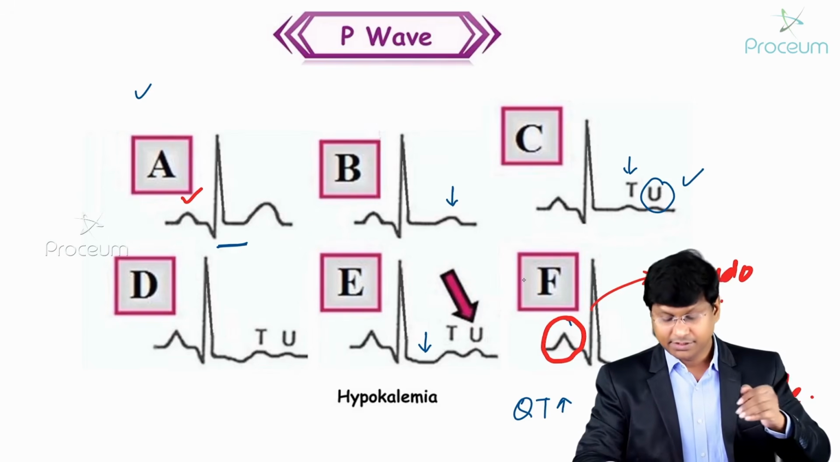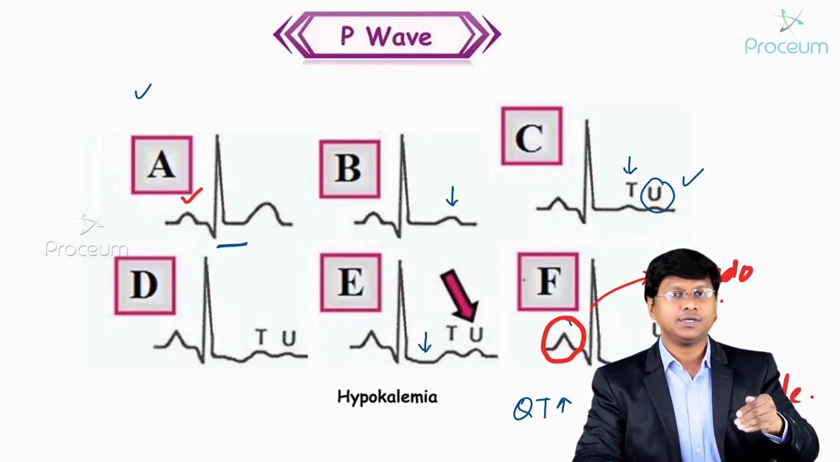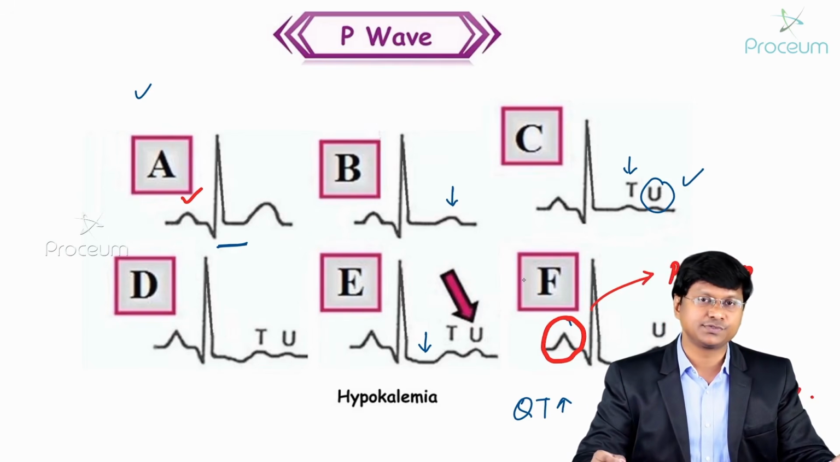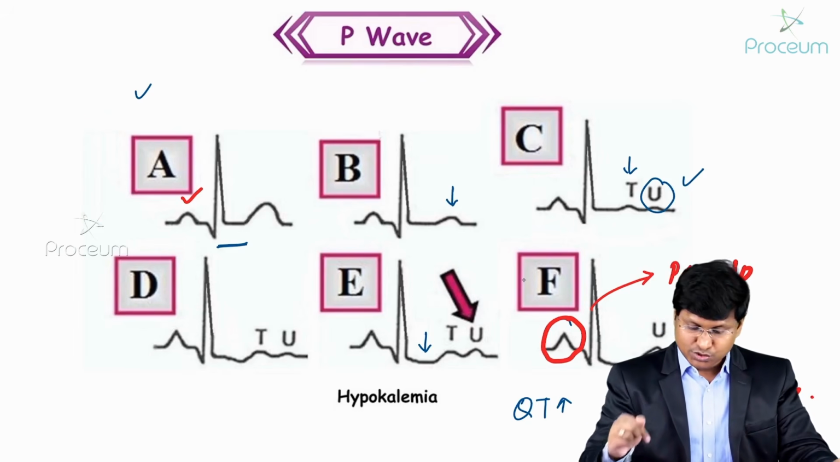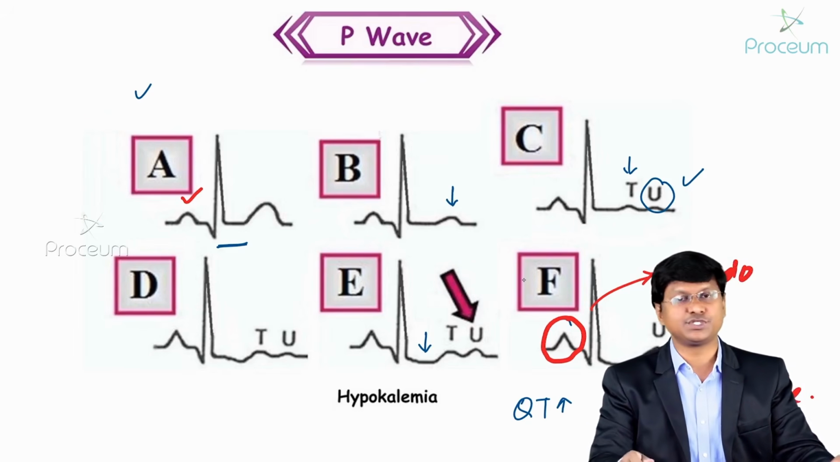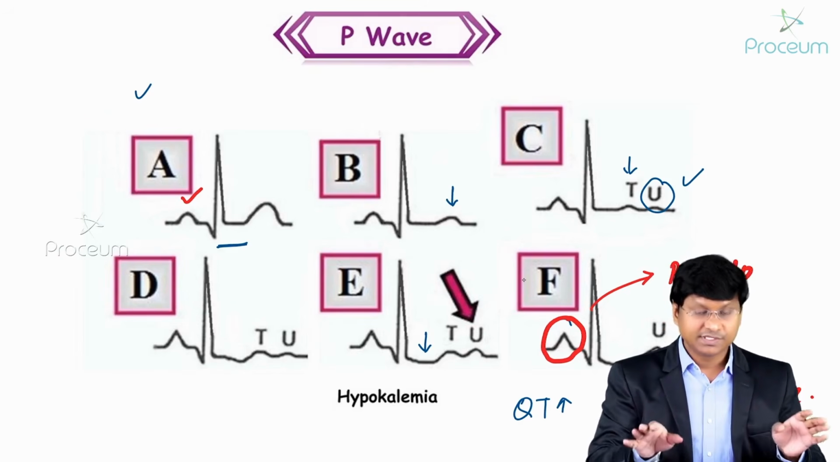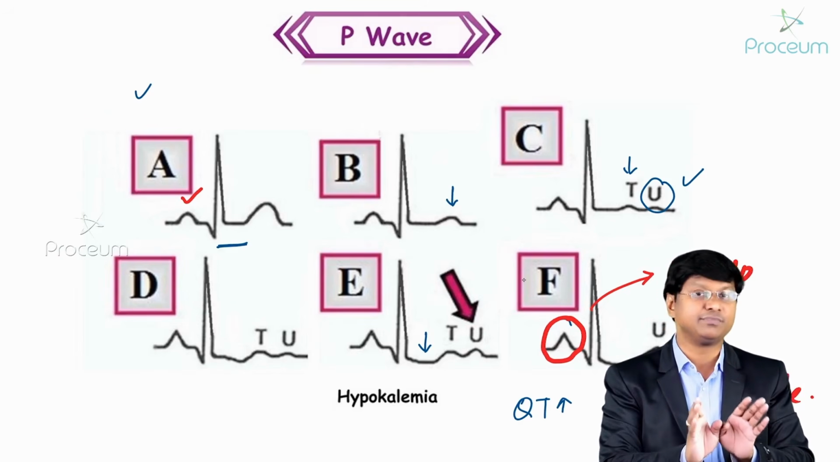Now remember, the true P pulmonale, you will have that in patients with tricuspid stenosis, pulmonary hypertension, cor pulmonale, tetralogy of Fallot. But pseudo P pulmonale is seen in patients with hypokalemia. So this is about your P wave abnormalities.